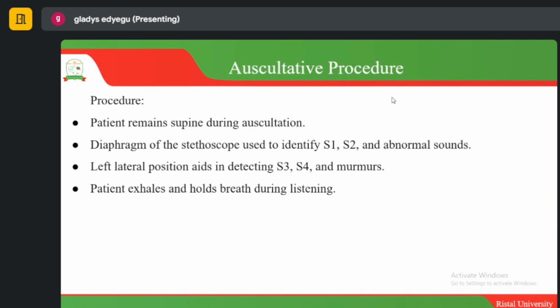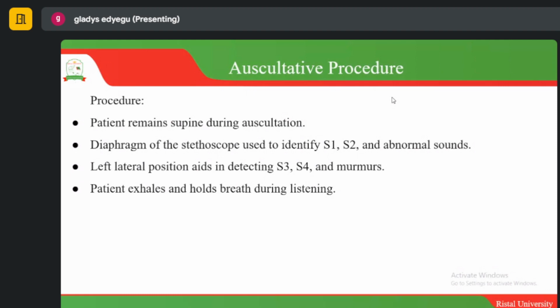Then the patient exhales and then holds their breath during listening. So when the patient is listening, the patient may end up holding their breath. So when you're auscultating, you should be able to understand what is happening at that time, so that you can interpret whether it is normal sounds or abnormal sounds.